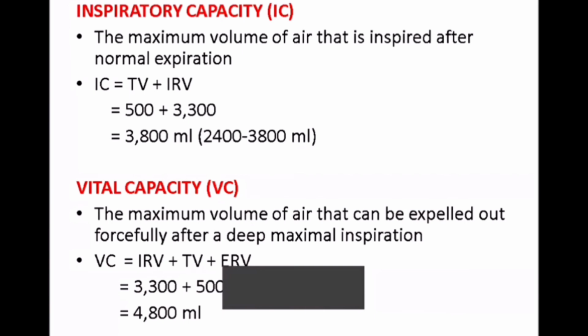Vital capacity is nothing but the maximum volume of air that can be expelled out forcefully after a deep inspiration. You take a maximum deep inspiration and then you forcefully expire completely out. That is the vital capacity. That means it includes inspiratory reserve volume, tidal volume, and expiratory reserve volume. So 3300 plus 500 plus 1000, 4800.